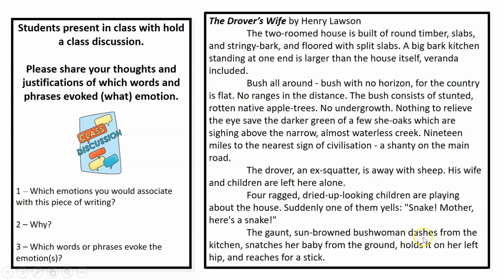Dashes. So dashes is a great verb to consider quick movement, because clearly there's a sense of urgency that is created from the tone of this description, because she dashes from the kitchen, snatches her baby up from the ground and holds it on her left hip and reaches for a stick, as clearly the snake is near her baby. And as you can guess, she's going to use the stick to potentially kill or defend her baby and herself from what could potentially be a brown snake, which we know is quite deadly.